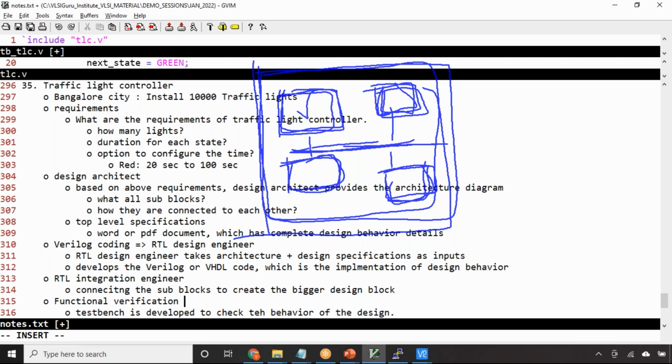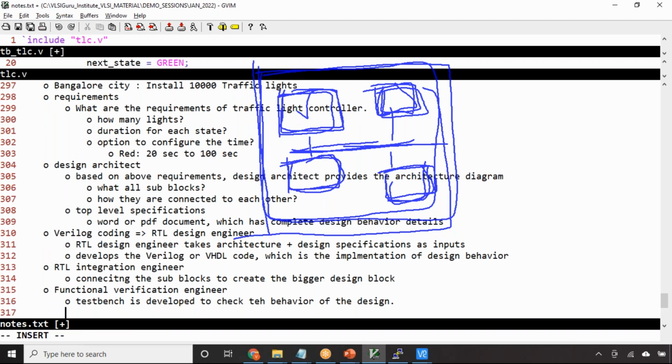The person who does this work is called a functional verification engineer. Once you have reached this point, you know that your code is working fine. Can we say that at this stage, our code is working fine? Yes or no? Hopefully, yes. If you have done the verification properly, we can say that our code is working fine.